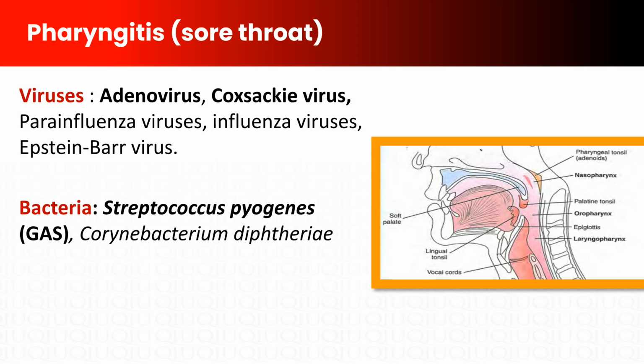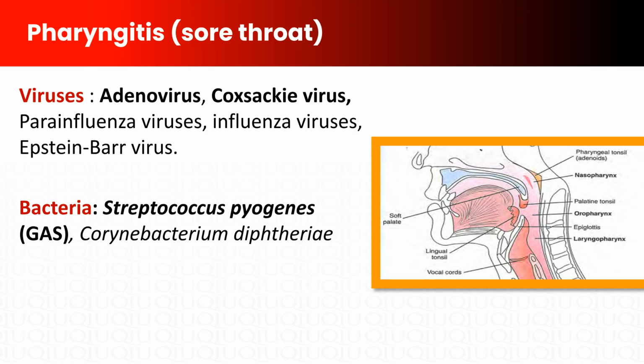Streptococcus pyogenes, also called Group A Streptococcus or GAS, is the most important bacterial cause, causing strep throat. Corynebacterium diphtheriae causes diphtheria, now rare due to vaccination, but still important to recognize. Distinguishing viral from bacterial pharyngitis has important therapeutic implications. Viral pharyngitis doesn't require antibiotics and is managed with symptomatic treatment. Bacterial pharyngitis, particularly strep throat, requires antibiotic treatment to prevent complications like rheumatic fever and post-streptococcal glomerulonephritis.